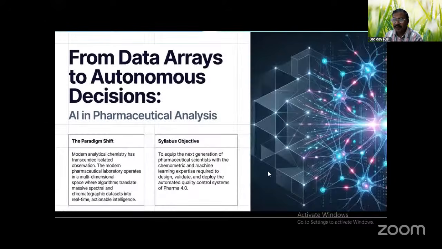Pharma 4.0. What is the meaning of Pharma 4.0? This is the application of Industry 4.0 technology, the applied application of artificial intelligence, the Internet of Things, IoT, and digital twins to pharma manufacturing and development for improving production efficacy, quality assurance, and regulatory compliance guidelines.